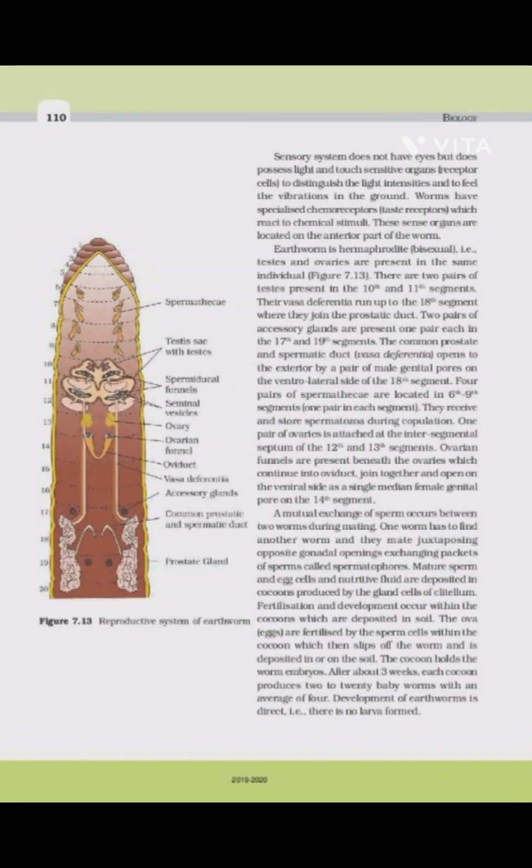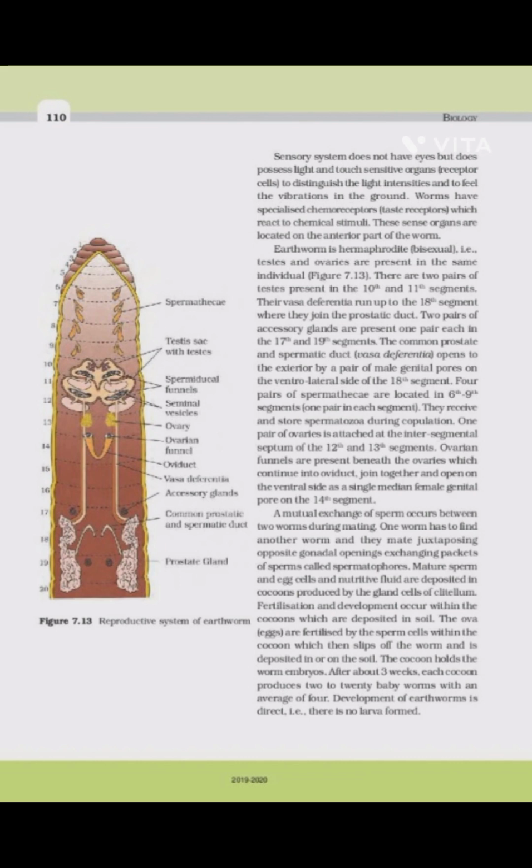The sensory system does not have eyes but does possess light and touch sensitive organs, receptor cells to distinguish the light intensities and to feel the vibrations in the ground. Worms have specialized chemoreceptors, taste receptors which react to the chemical stimuli. These sense organs are located on the anterior part of the worm.